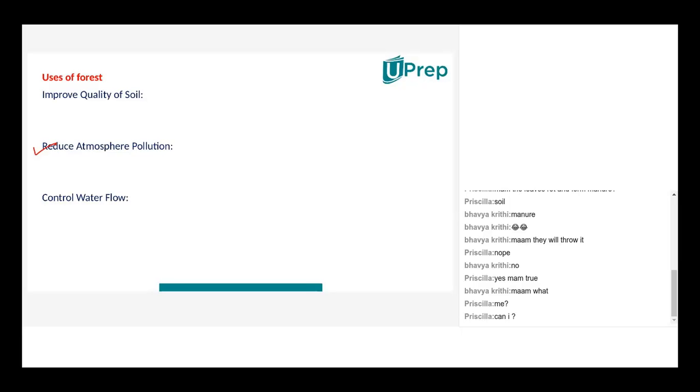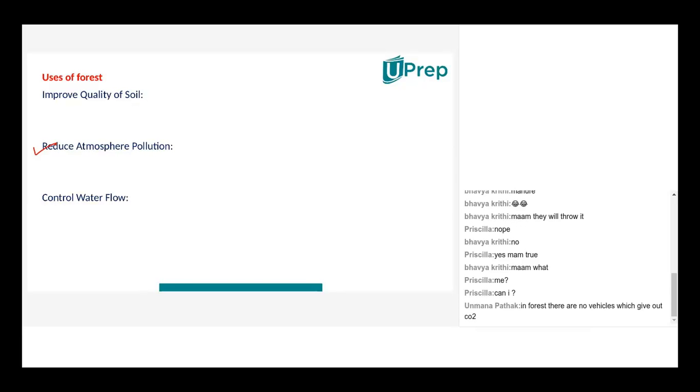Ma'am, so they reduce atmospheric pollution because they take in nitrogen and carbon dioxide, and they leave out oxygen. Along with that nitrogen and carbon dioxide, they take in many other toxic gases. That's why they reduce atmospheric pollution. Correct. So basically, in a forest there are no vehicles which give out carbon dioxide. That is also true. But then again, there are animals and insects which give out carbon dioxide.